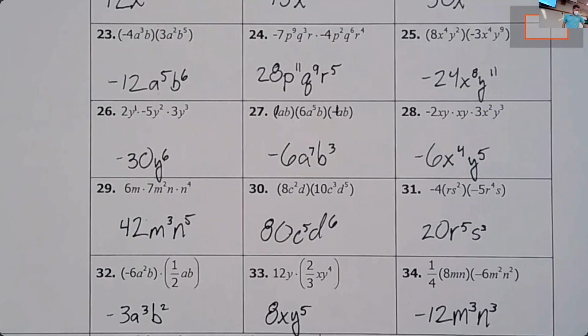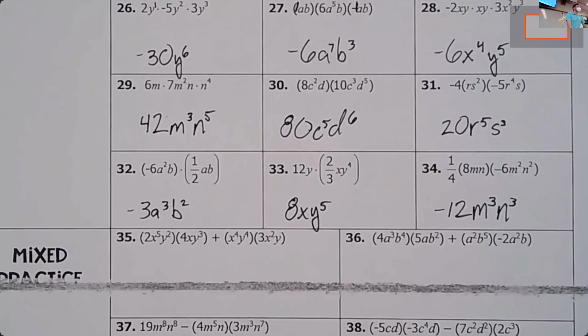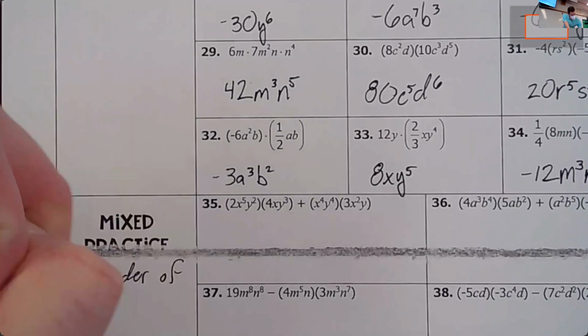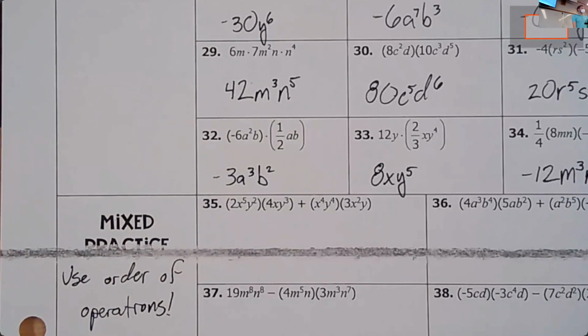Now, these last 4 problems, it says mixed practice, because we are mixing what we learned just now with what we learned yesterday. So that means, and this is really important, I'm going to write this off to the side under mixed practice. Use order of operations. So what that means for us is we have to do the multiplication before we can even try to add or subtract. Yesterday we did the addition and the subtraction, and we could only do that if we had like terms. And that's what we're going to try to figure out today.